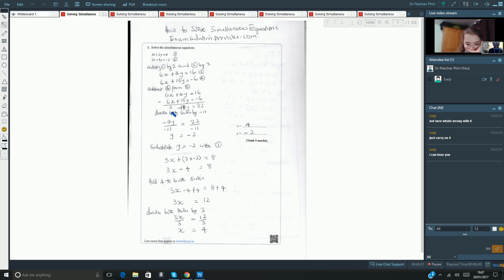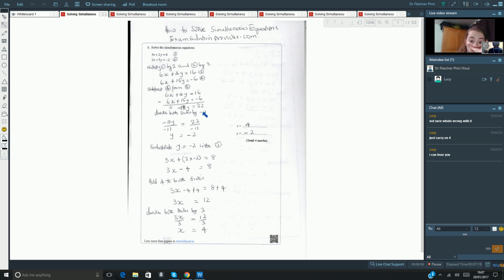Now 6x, take away 6x is going to give me 0x. Then 4y, take away 15y is going to give me minus 11y. And then 16, take away minus 6, it means I need to add 6 to 16. So that gives me 22. The next thing I need is to divide both sides by minus 11.